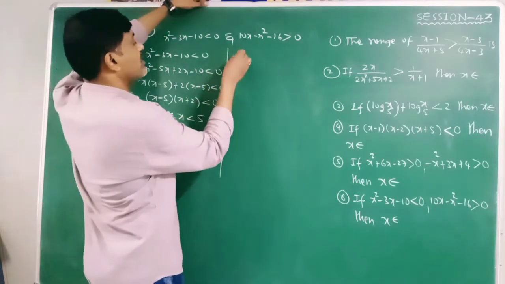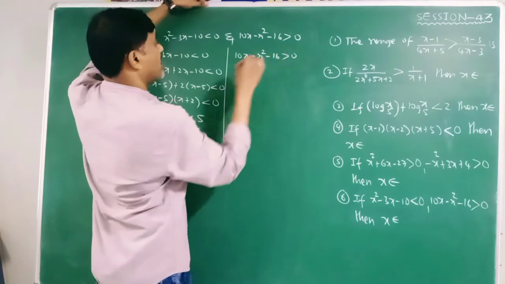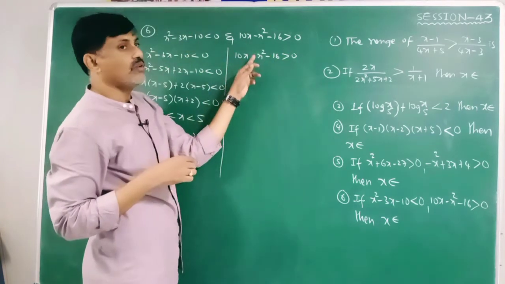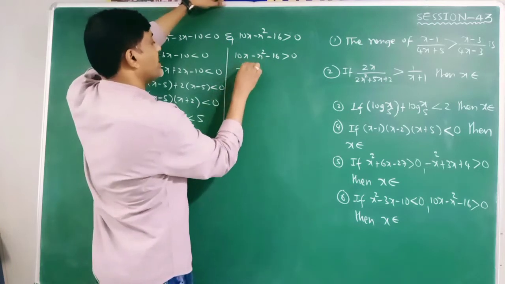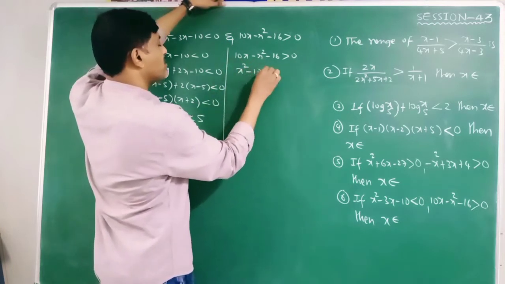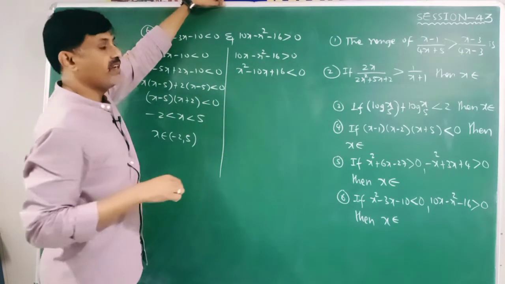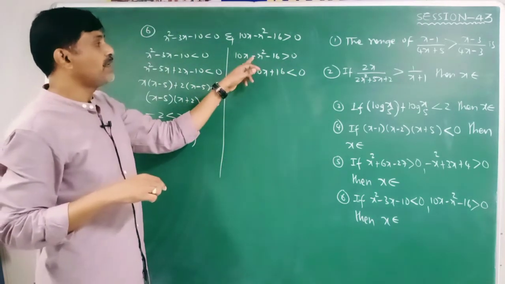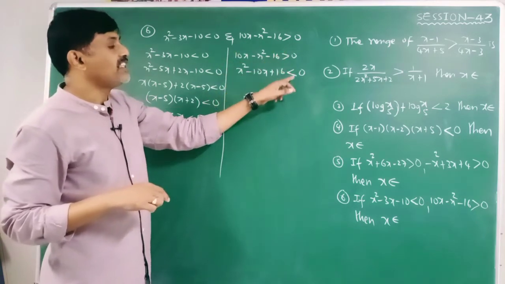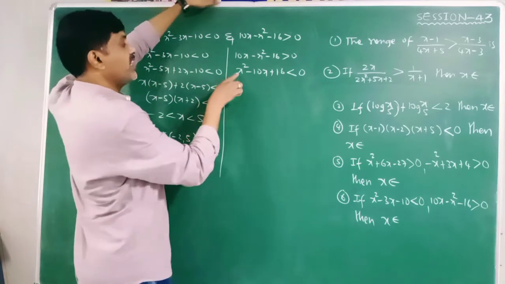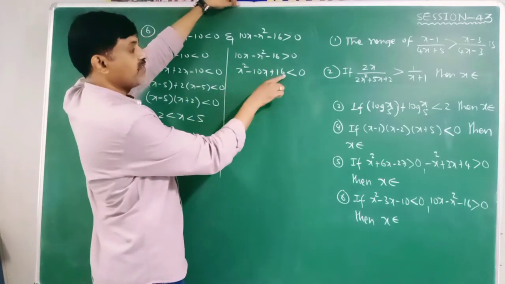Now comes to this inequation: 10x minus x square minus 16 is greater than 0. Because your leading coefficient is negative, we have to multiply with minus. We are getting x square minus 10x plus 16 less than 0. When we multiply with minus, the inequation sign will be changed: here greater than, here less than. Now x square minus 10x plus 16, we have to write factors of this.